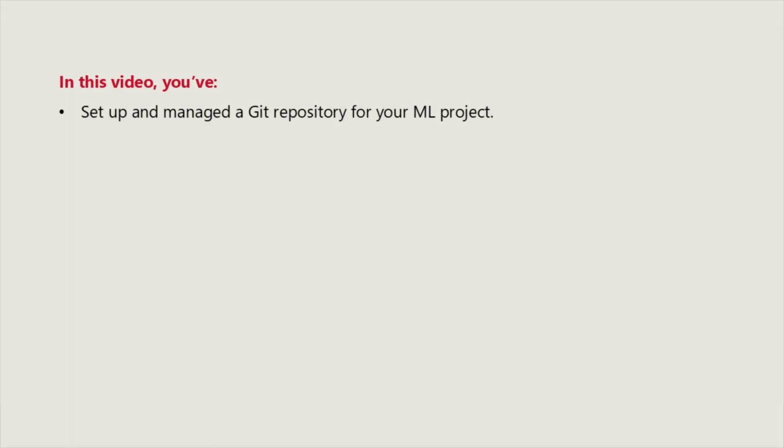In this video, you've set up and managed a Git repository for your machine learning project. You saw how to initialize a repository, organize files into a clean structure, and commit changes. Now it's time to put this knowledge into action. Create a Git repository for your own machine learning project, organize your files, and commit changes.